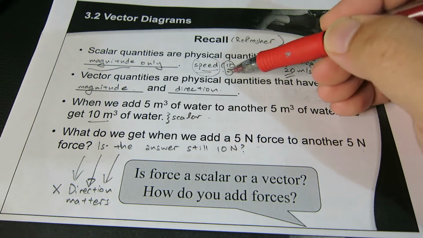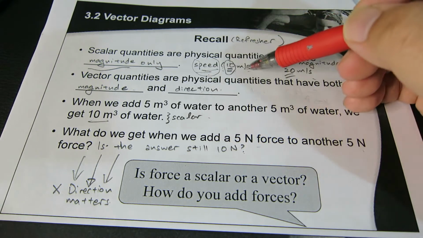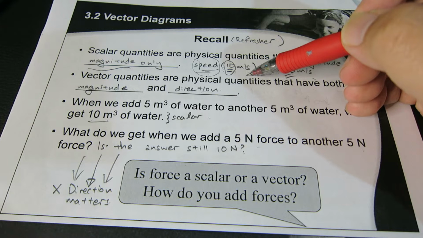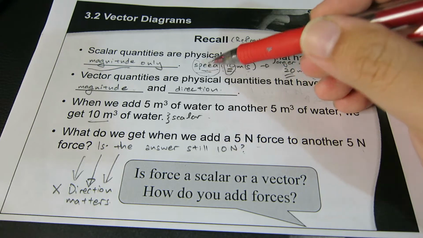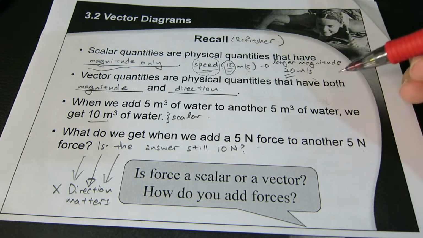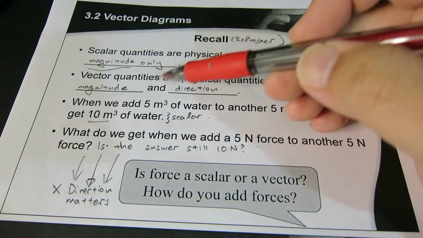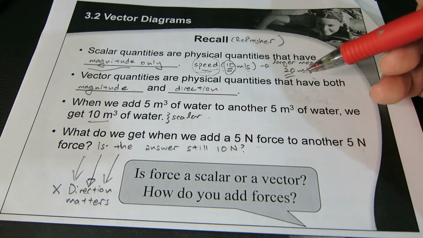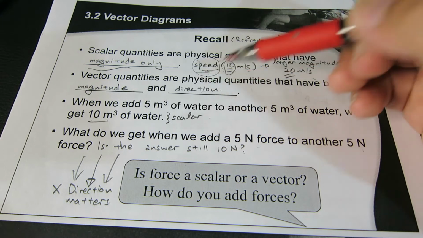10 is the magnitude of the speed. Meter per second is the unit. So if I want to indicate a bigger speed or larger speed, then the number should be bigger, 20 meter per second. Vector quantities, however, are physical quantities that have both magnitude and direction.